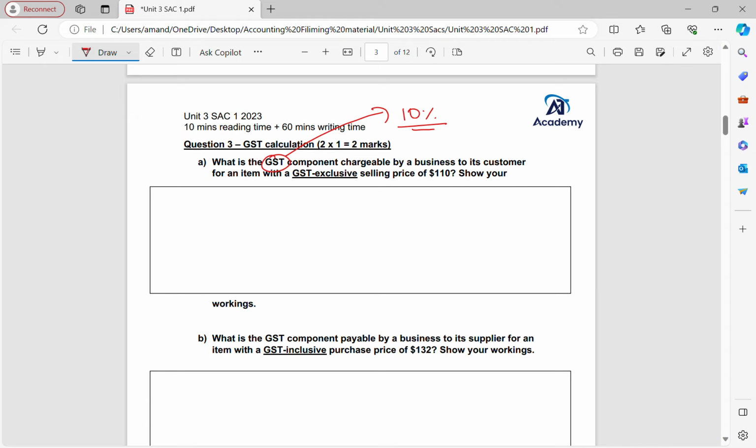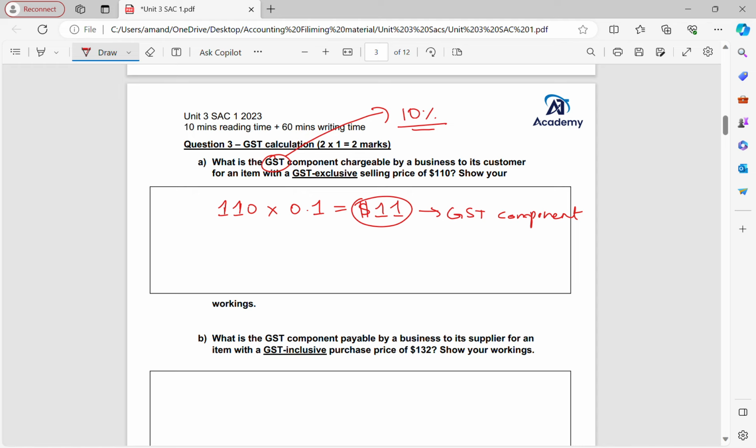Okay, so if this item is $110, this is exclusive of the GST already, so 110 multiplied by 0.1, because that's 10%, gives us $11, and this is the GST part. Or better, I should in fact say the GST component. Alright, so that should be good.